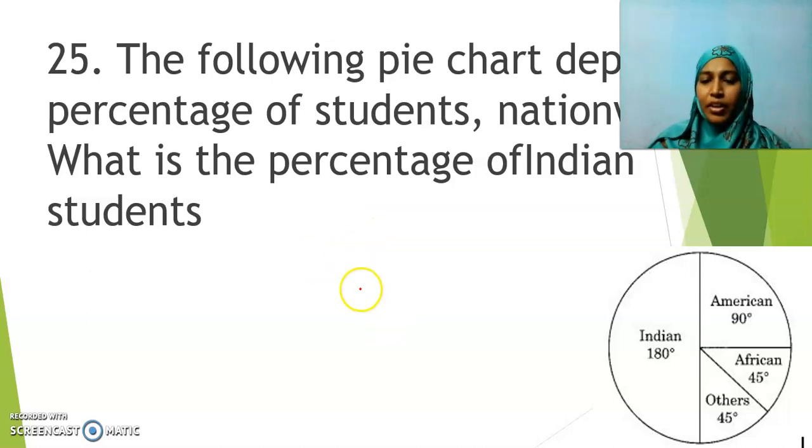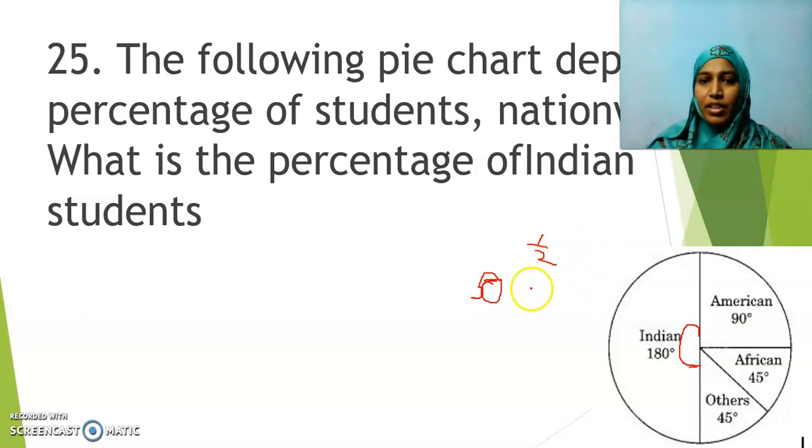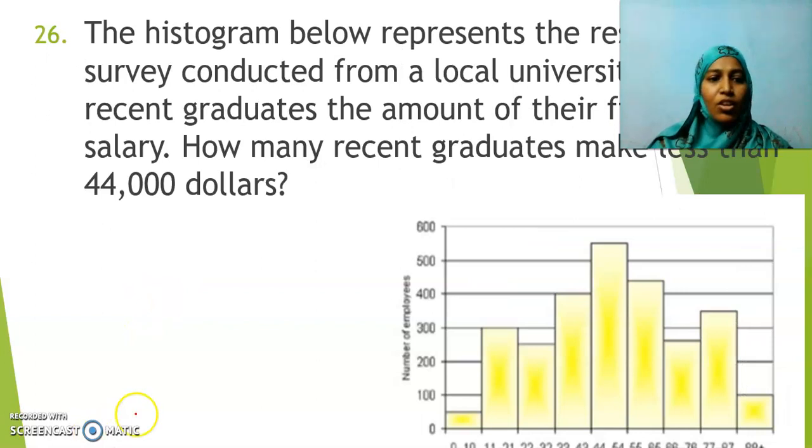So into 100. Without doing that calculation also, you can say the angle is half of the angle in a circle, 180 degrees. So half. Isn't it? So what is the percentage of half? 50%. And you should not write it is half percentage. It is 50%.